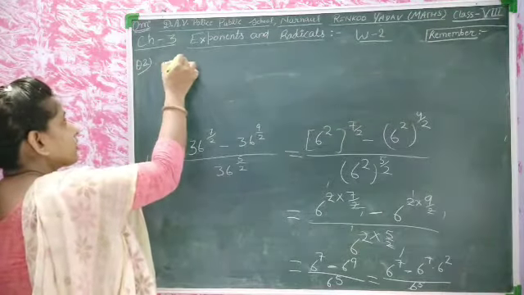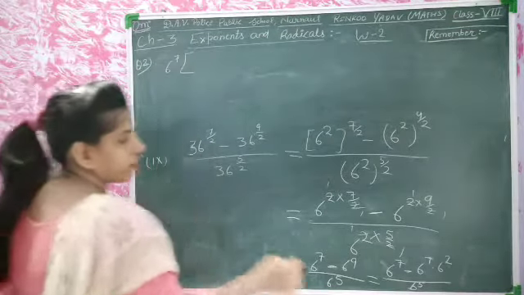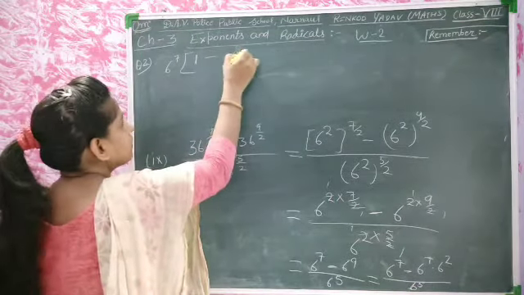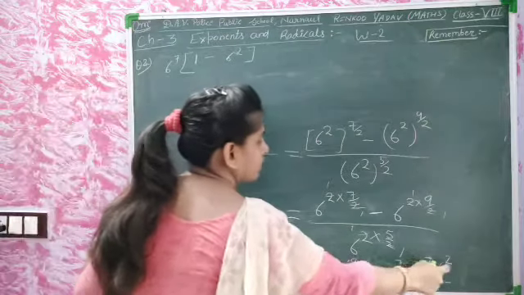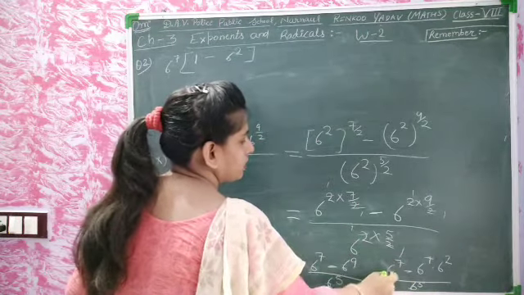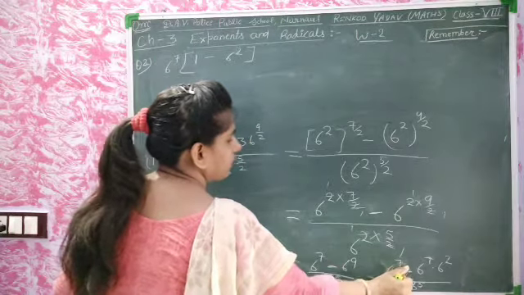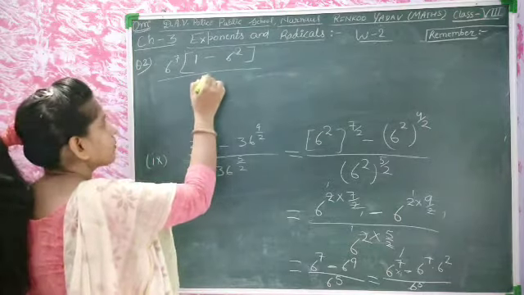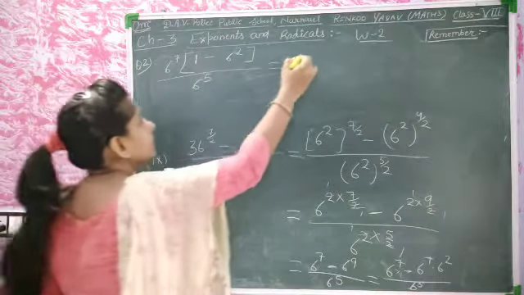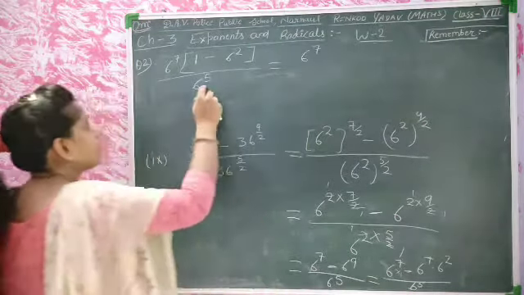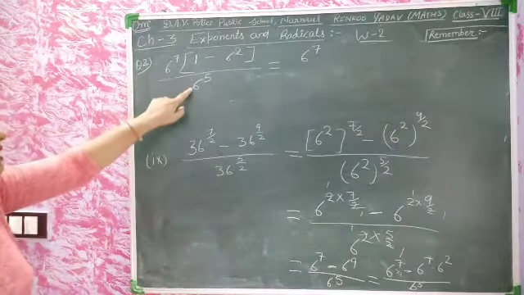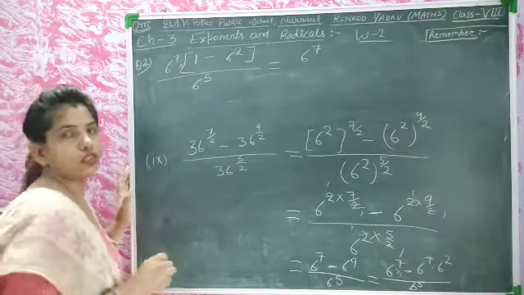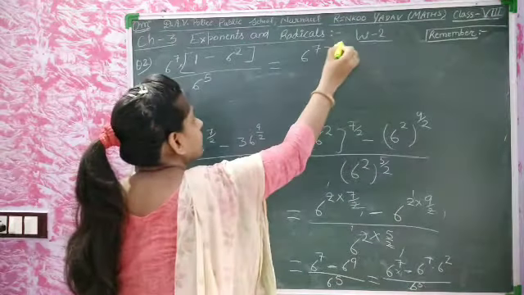6 to the power 7 is common here. 6 to the power 7 into 1 minus 6 to the power 2. If this is common from this, then it will be multiplied by 1, and there is 1 here. And in the below, there is 6 to the power 5. And we will get here 6 to the power 7. Bases are same and powers are different. And this is also multiplying, there is no sign. Okay? It means 6 to the power 7 minus 5.